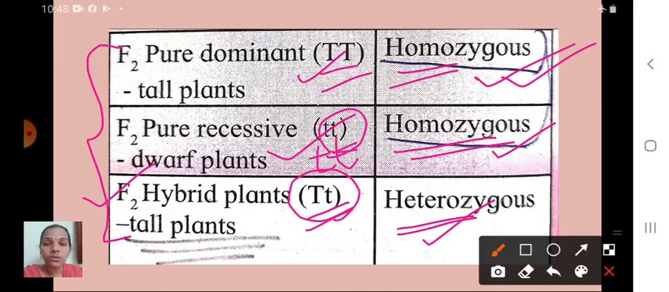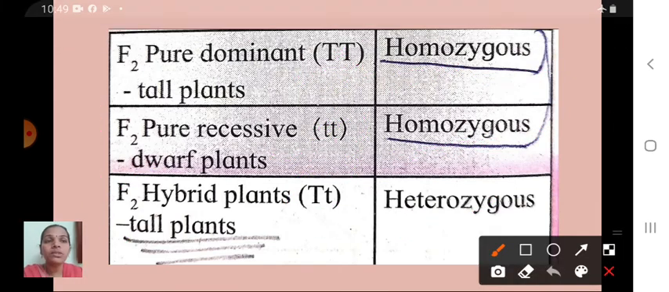Understood now? So can you say children, for Mendel's monohybrid cross, in the F2 generation what is the phenotypic ratio? 3:1, tall to dwarf. And the next one, the genotypic ratio, is 1:2:1. What does 1:2:1 mean? 1 is homozygous, the dominant plant. The 2 is the hybrid variety, that is heterozygous. And the last 1 is homozygous, the recessive dwarf plants. Understood now? Shall we go to the next?